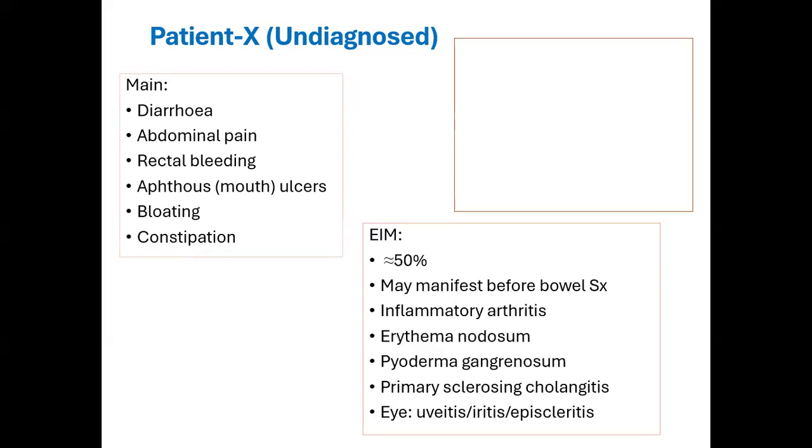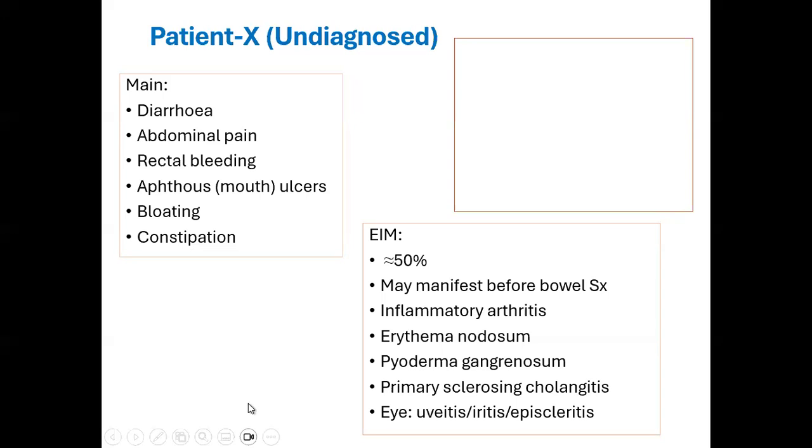They also can get extra intestinal manifestations. And what that means is inflammation outside of the gut. Again, it happens more in Crohn's disease than it does in ulcerative colitis, but it still happens in ulcerative colitis. And across the board, about 50% of patients with inflammatory bowel disease will get these inflammation symptoms that are outside of the gut. And these are just a couple of the options here.